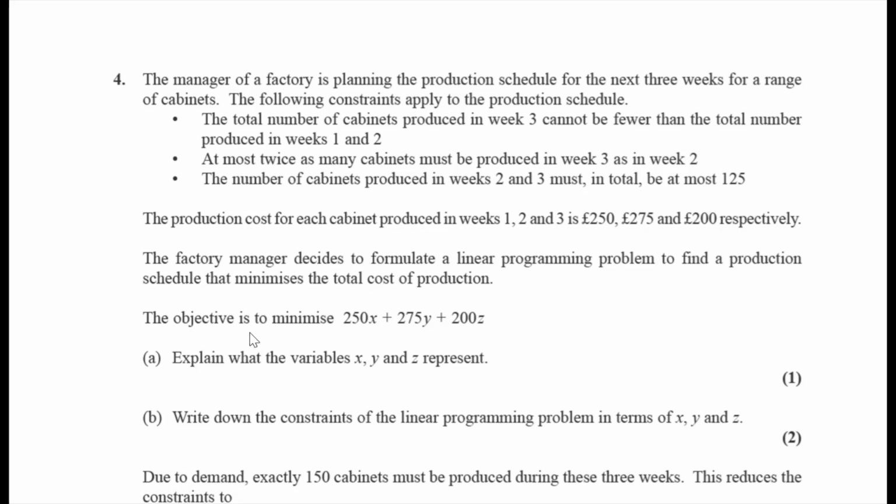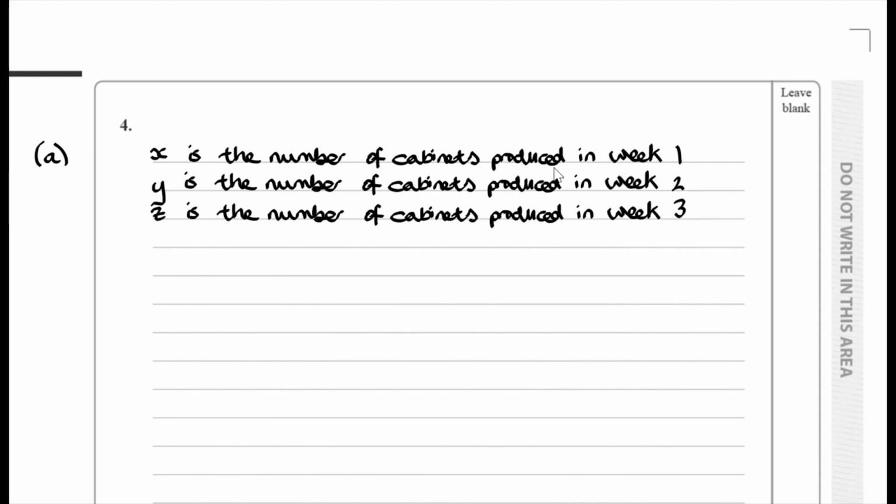The production cost for each cabinet produced in weeks 1, 2 and 3 is 250, 275 and 200 respectively. The factory manager decides to formulate a linear programming problem to find the production schedule that minimizes the total cost of production. The objective is to minimize 250x plus 275y plus 200z, and for part A we have to explain what the variables x, y and z represent.